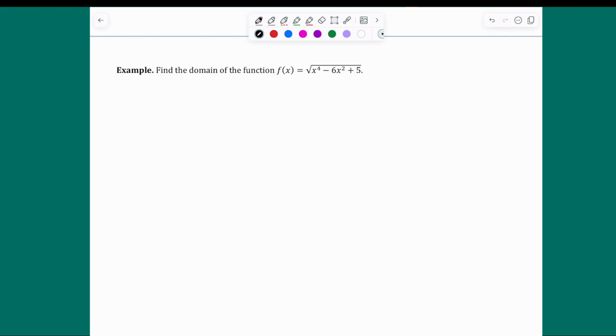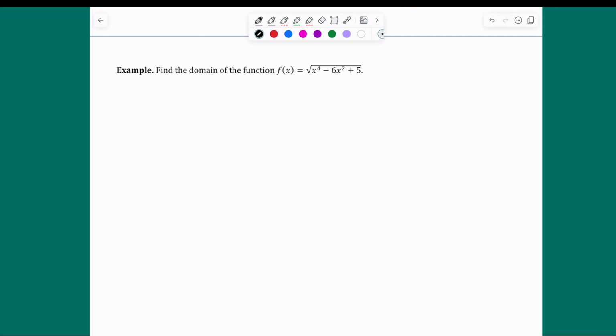Okay, so in this example here, we're finding the domain of the function f of x equal to the square root of x to the fourth minus 6x squared plus 5. And so this is kind of like a compositional function. However, we know that we have a square root, and we're not allowed to take the square root of a negative number because that puts us in complex number territory or imaginary number territory.